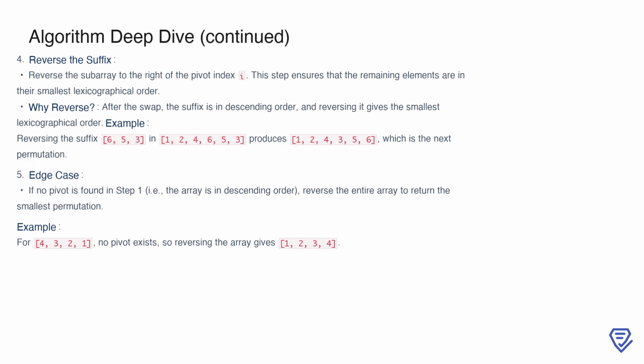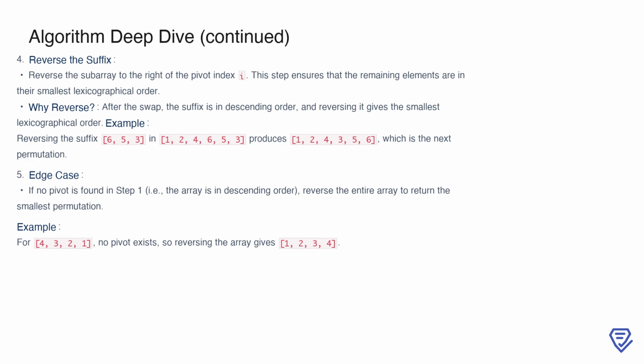Once the pivot and successor have been swapped, the next step is to reverse the suffix of the array, the part to the right of the pivot index. Reversing this portion ensures that the elements after the pivot are arranged in their smallest lexicographical order. This is necessary because the suffix was initially in descending order after the swap. For example, in the array 1, 2, 4, 6, 5, 3, the suffix 6, 5, 3 is reversed to become 3, 5, 6. The resulting array 1, 2, 4, 3, 5, 6 is the next permutation.